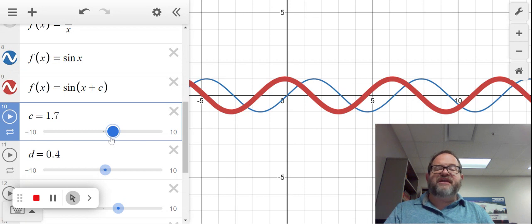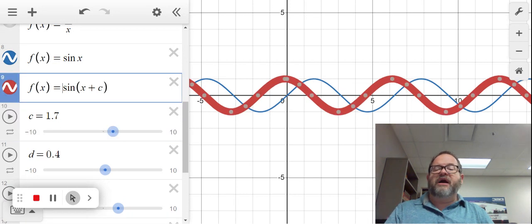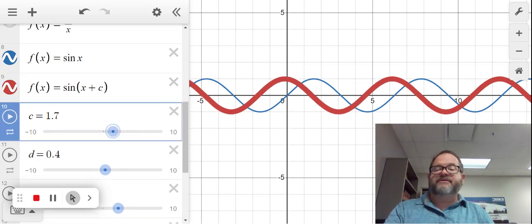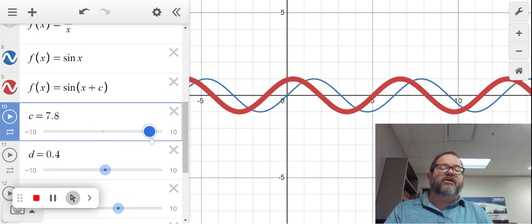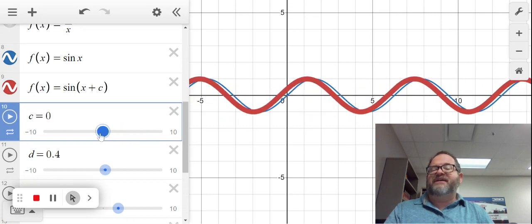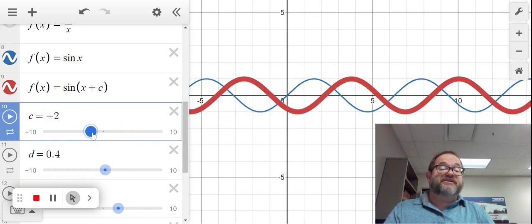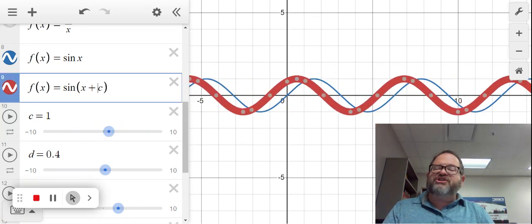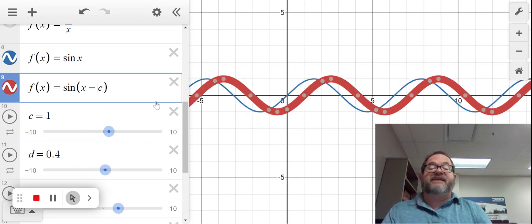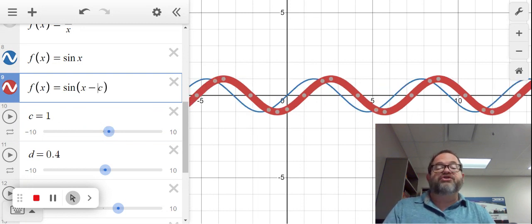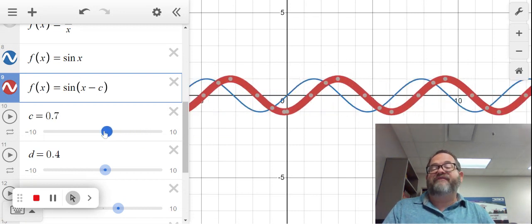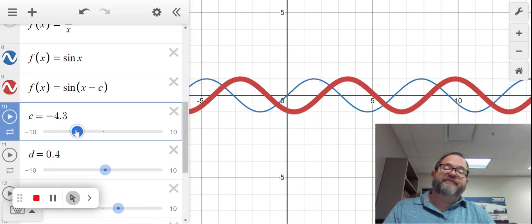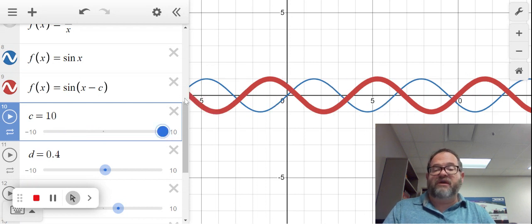Now, it's probably shifting in a direction that you are surprised by. Notice as I make c bigger, it's shifting to the left, and as I make c smaller, it shifts to the right. It's because, to be more correct, we should be using minus c here, like what's done in the book. Now, as I make c positive, this function shifts to the right. If I make c negative, it shifts to the left. Okay, there we go.